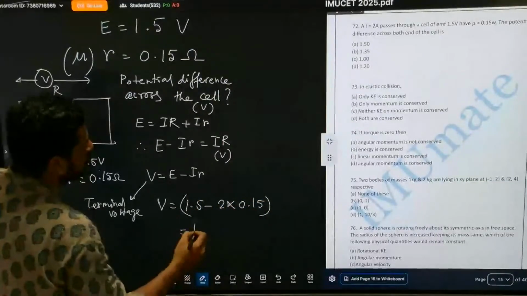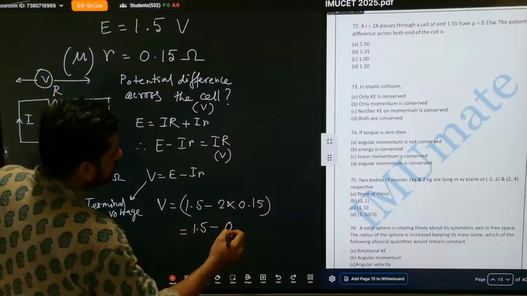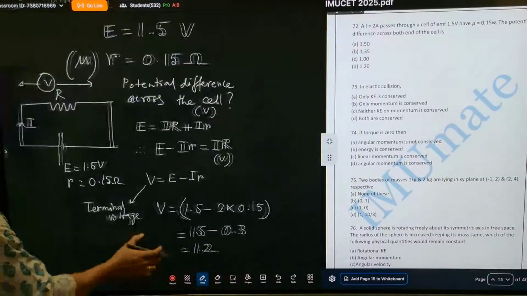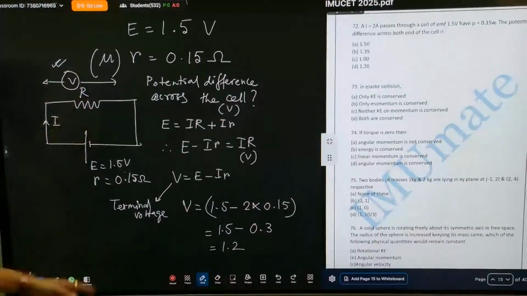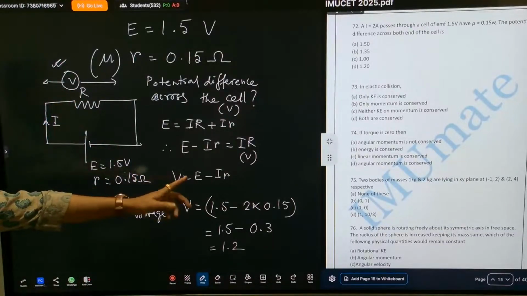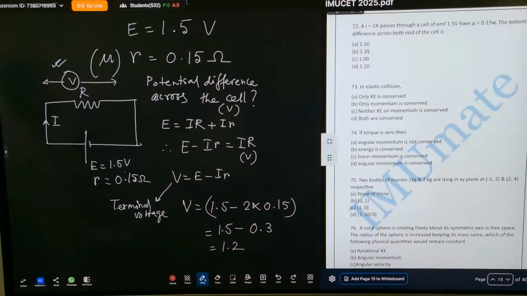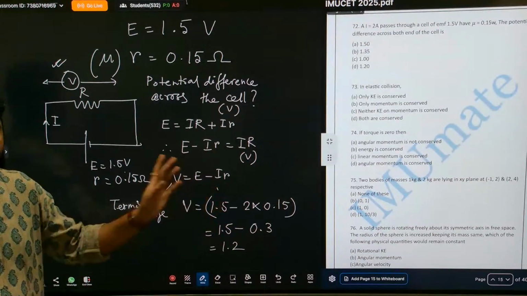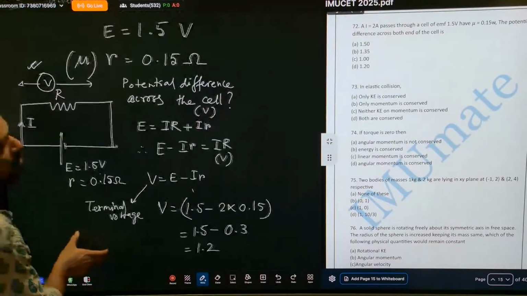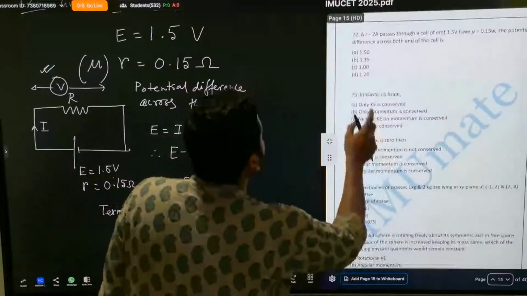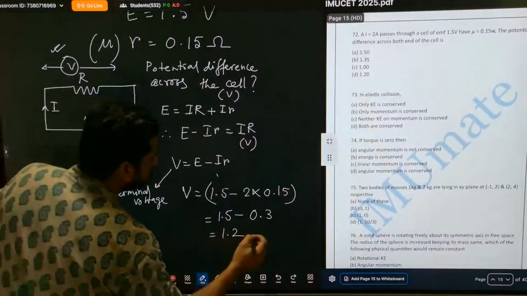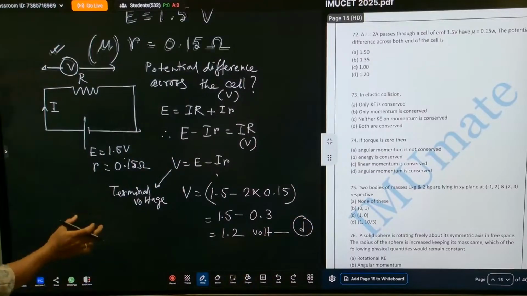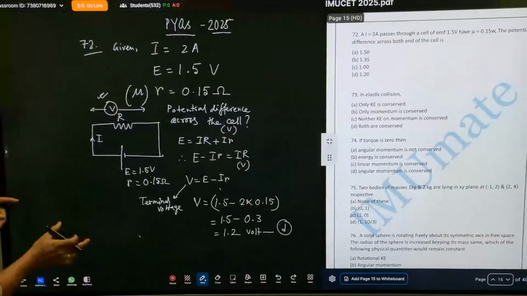0.15, you get 1.5 minus 0.3, you get 1.2. So the terminal voltage, this V, they have asked for this V. This V is E minus Ir. So that's why they haven't supplied the external resistance. We do not need external resistance because we only need E and we need I times small r. Okay. So the option would be, yes, D. So option D. I think I do not need to repeat it, but let's see.